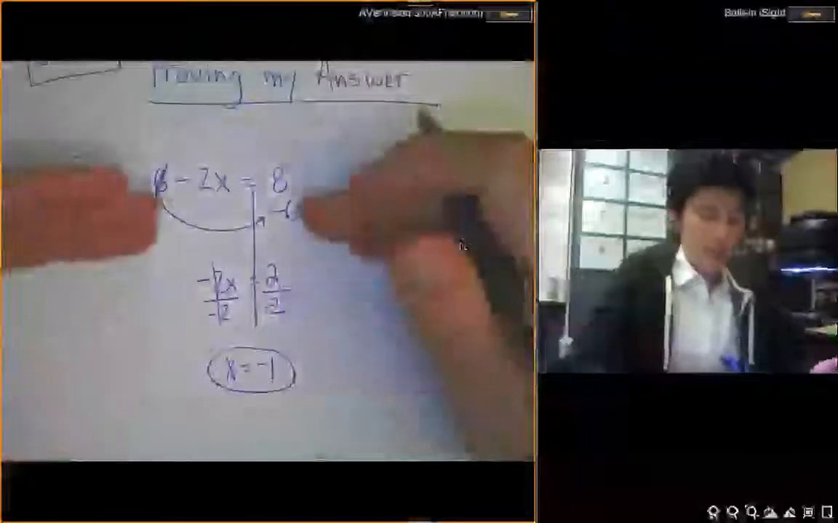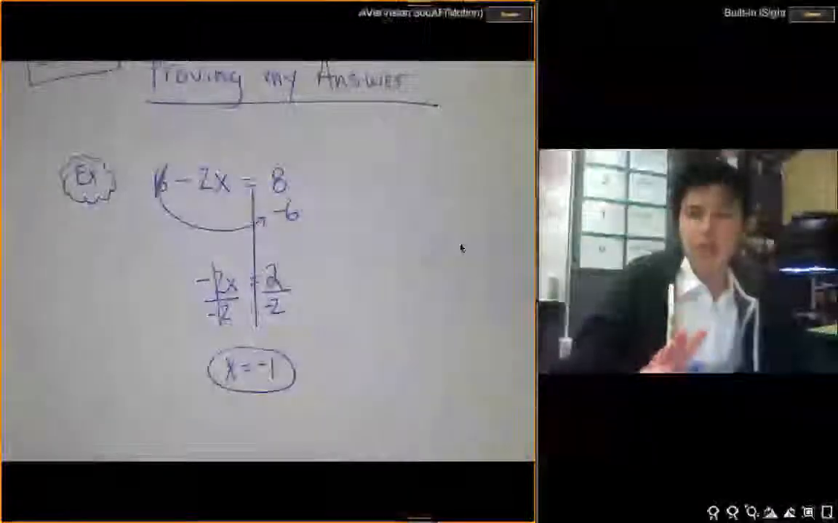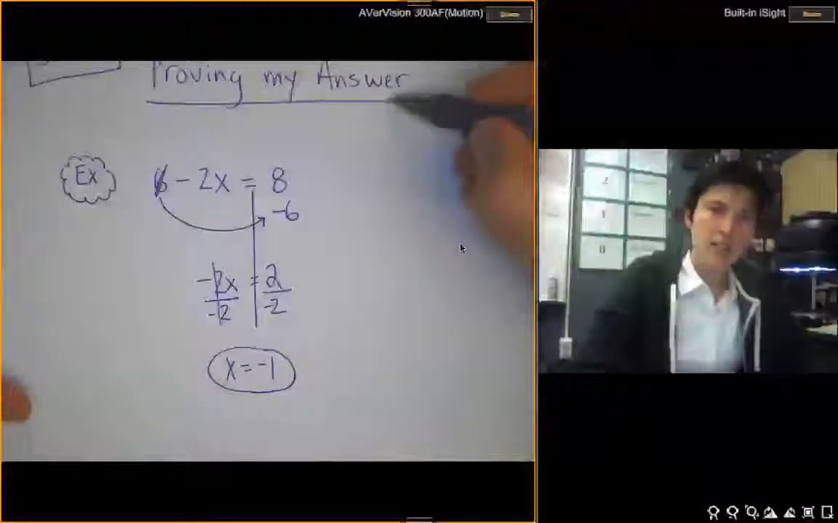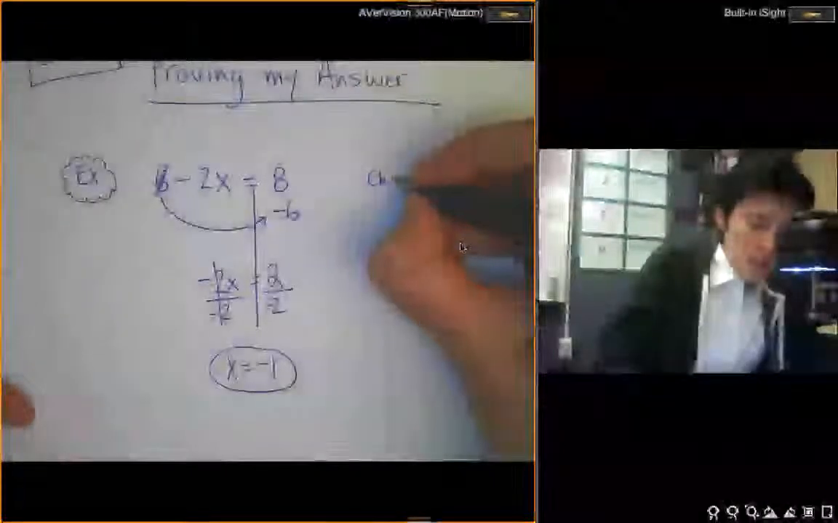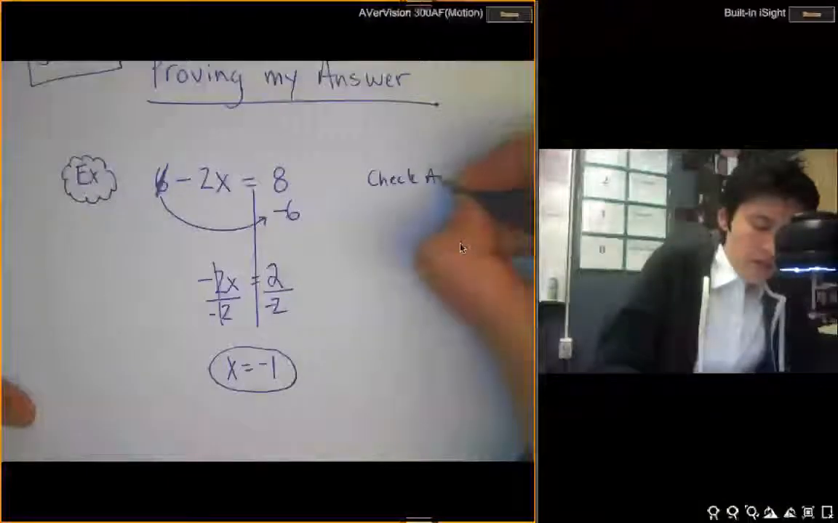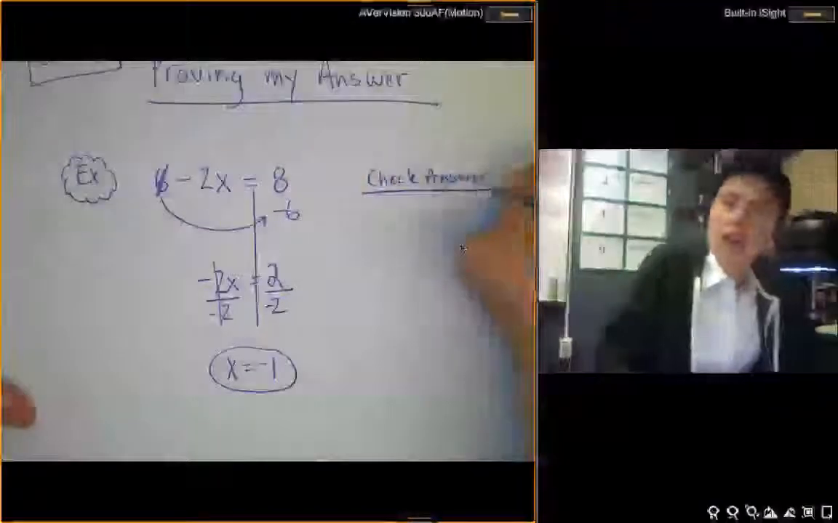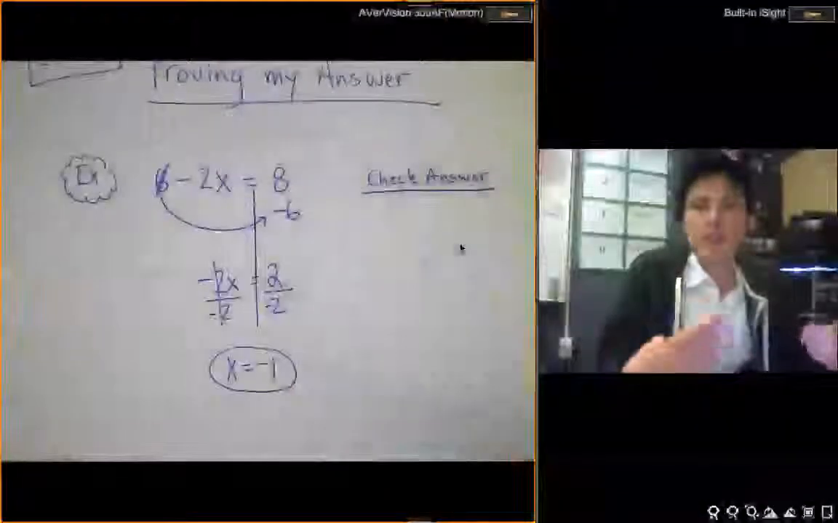All my steps are shown. It's pretty organized. I'm at a level 3 right now if I was to do this on a test or something. But if I really wanted to prove my answer and show that I know what I'm doing, I need to check it. Check answer. If I can check my answer and prove that I got it right, that's what's going to get me up to that level 4 that we're trying to do, that advanced work.